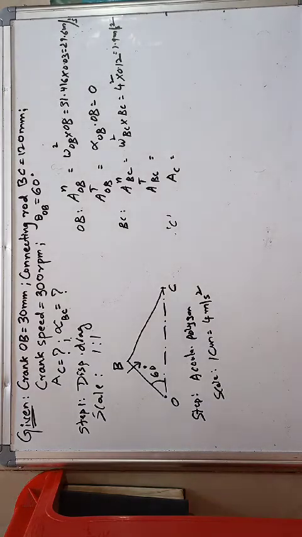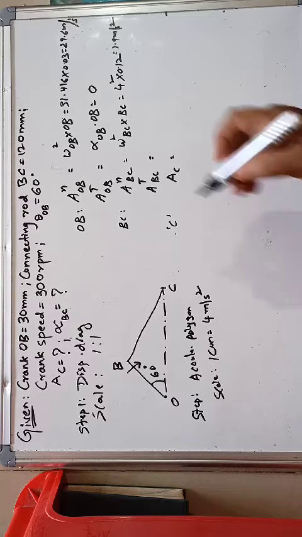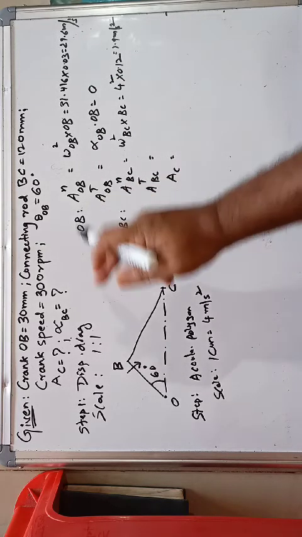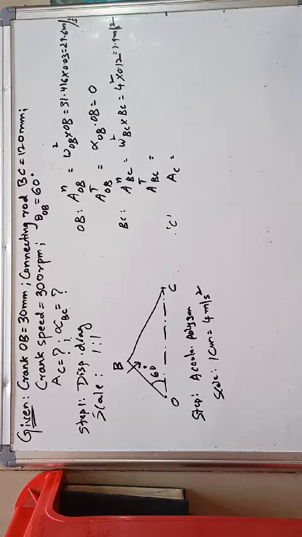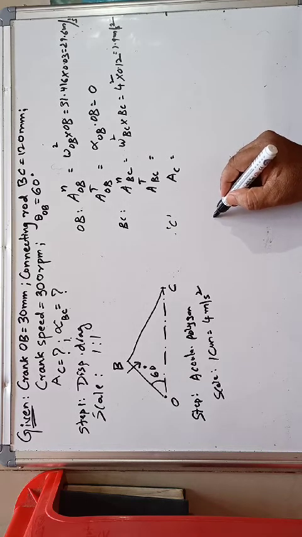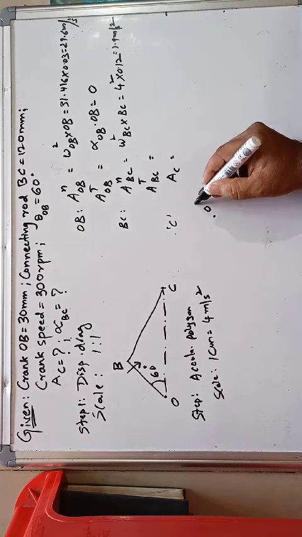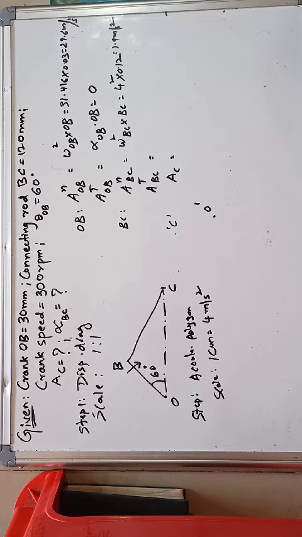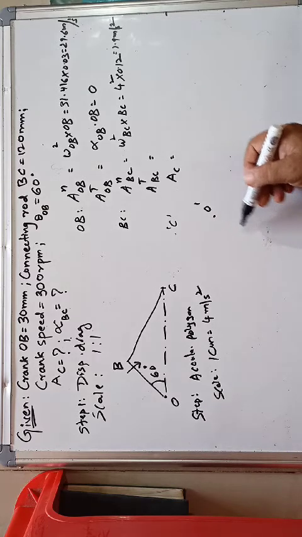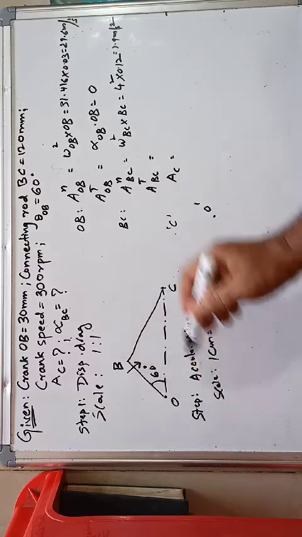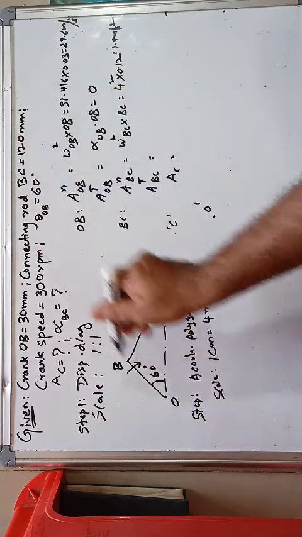Now, how to start this? First, I will take the link OB, that is the normal component of the link OB. This normal component always acts in a direction parallel to the link OB. Therefore, at point O, which is a fixed point, I will write it as O dash here, and I will draw the line O dash B dash, in a direction parallel to the link OB, because the normal component always acts parallel to the link.